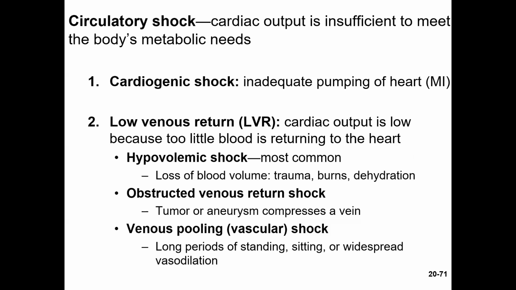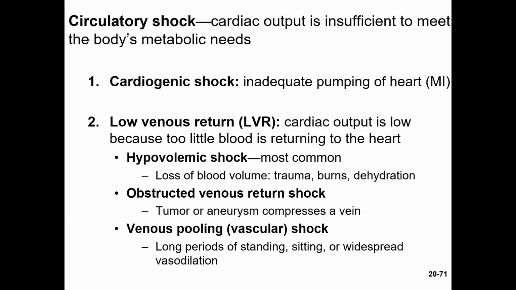Okay, circulatory shock. Cardiac output is insufficient to meet the body's metabolic needs. Cardiogenic shock is inadequate pumping of the heart, like in a heart attack. Low venous return is when the cardiac output is low because too little blood is returning to the heart. This can be from hypovolemic shock. This is the most common. This could be from bleeding, trauma, burns, and dehydration.